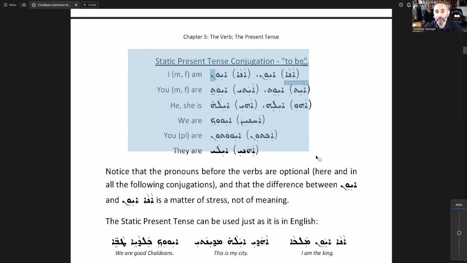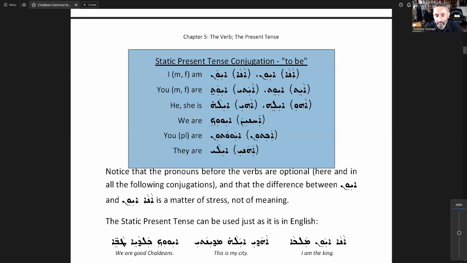I really, really strongly recommend you memorize this until it is embedded in your DNA. These are extremely important words. You'll use them all the time, and you're going to use them even with other verbal constructions. So these are really important to memorize with and without the pronouns. You already should know the pronouns. You should already know them really well, but these are really, really important to memorize. Okay.